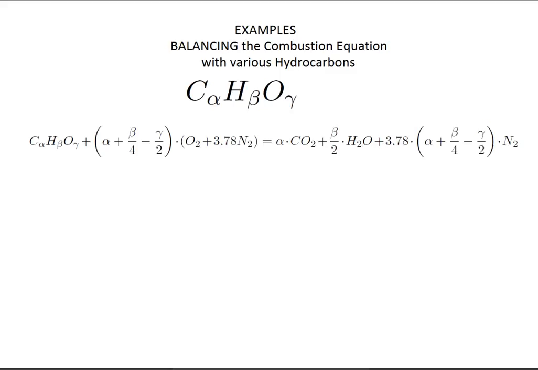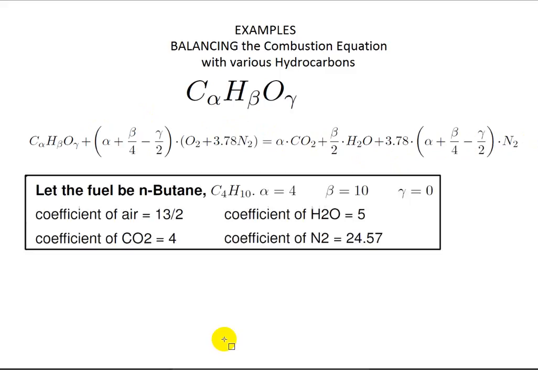So we've developed this balanced equation. Now let's run through a couple of examples in using it. In the first example, we'll look at butane. Butane's formula is C4H10. It's a pure hydrocarbon, has no oxygens. So alpha must be 4, and beta must be 10. Gamma is 0. So now it's simply a matter of filling the numbers in.